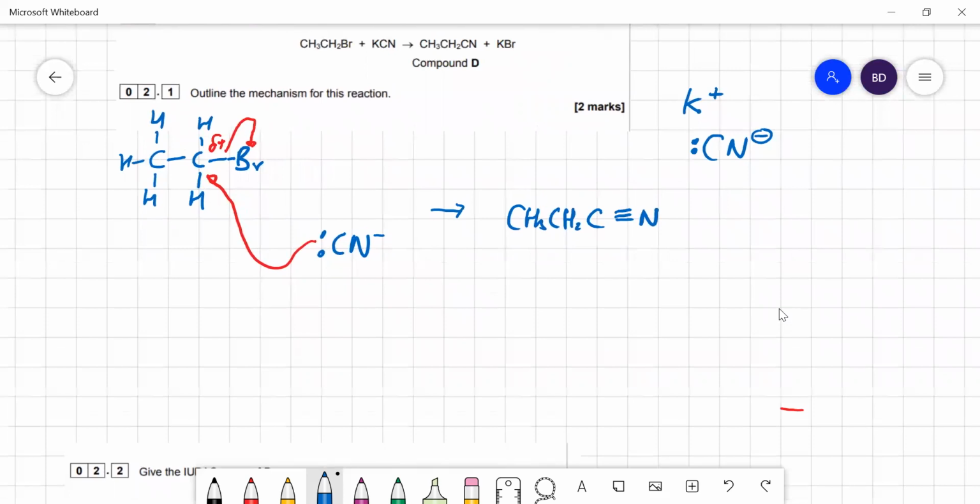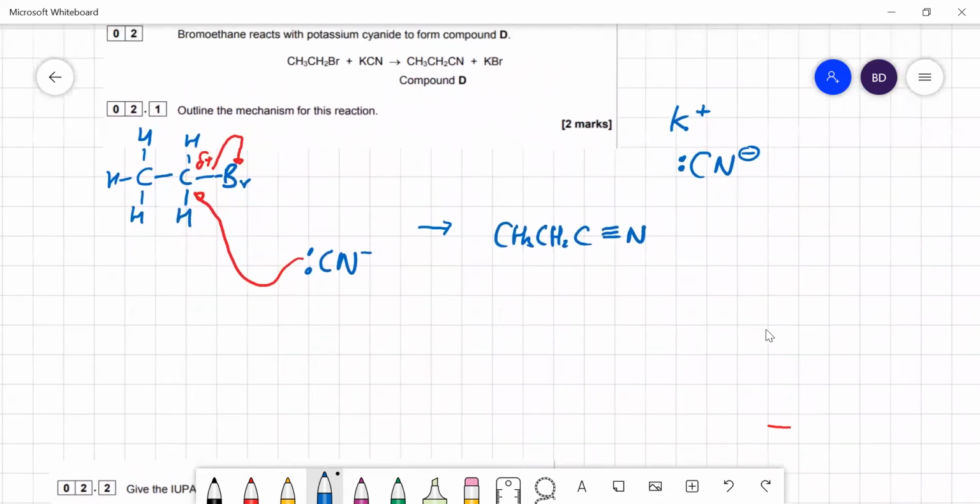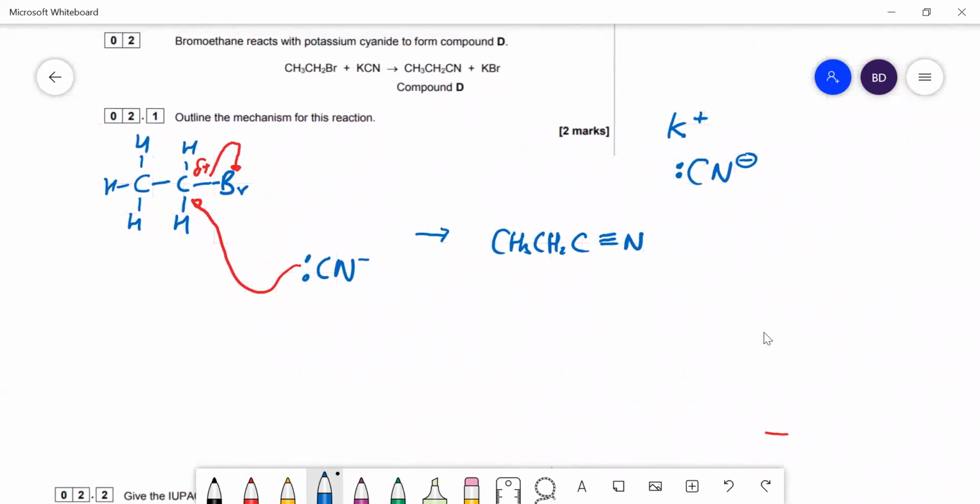Right, give the proper name for D. Okay, so this is 3 carbons long, so we call it propanenitrile. Of course, the nitrile group can only go on the end, so you don't have to call it propane-1-nitrile or anything. No numbers needed there.